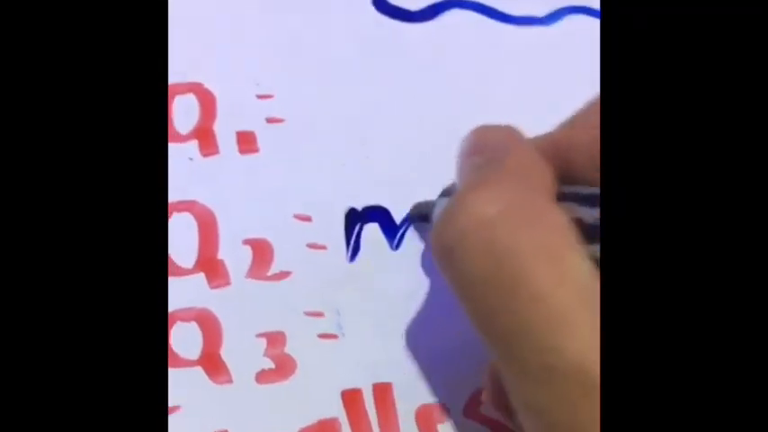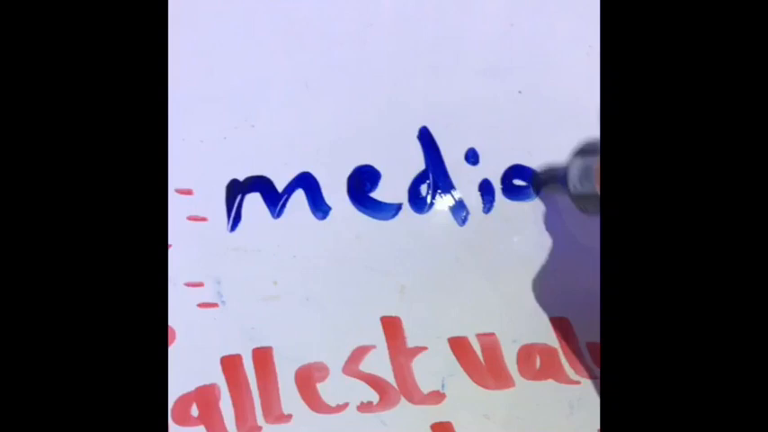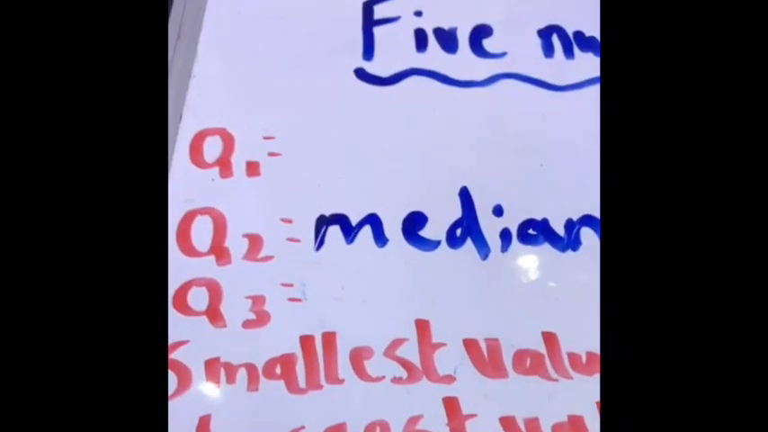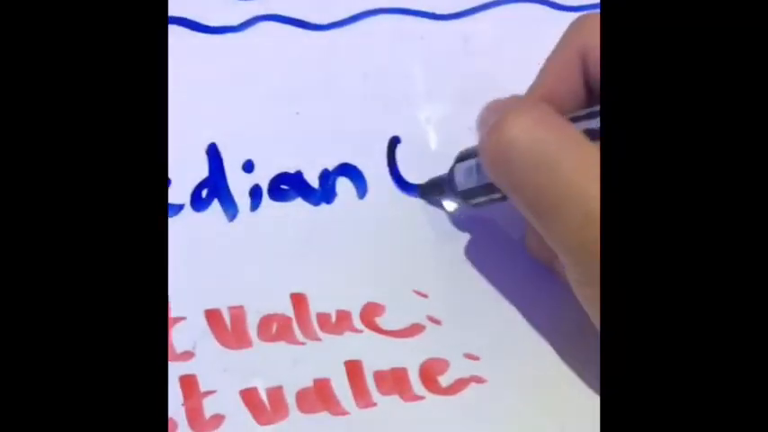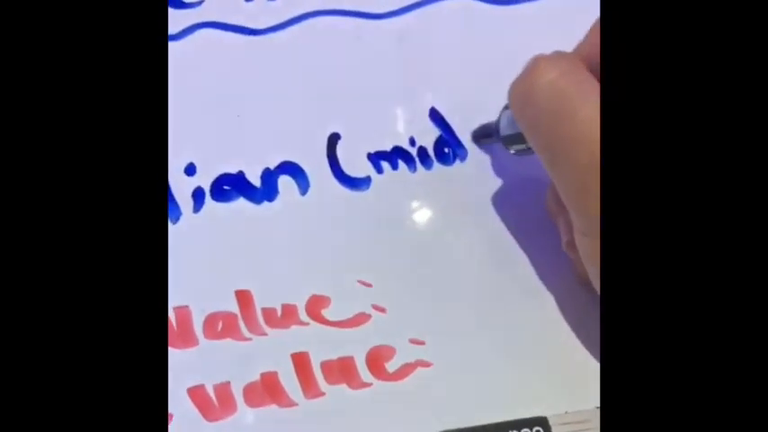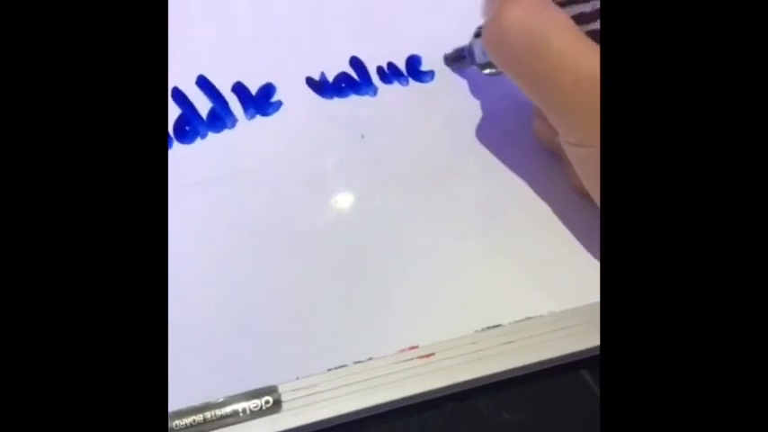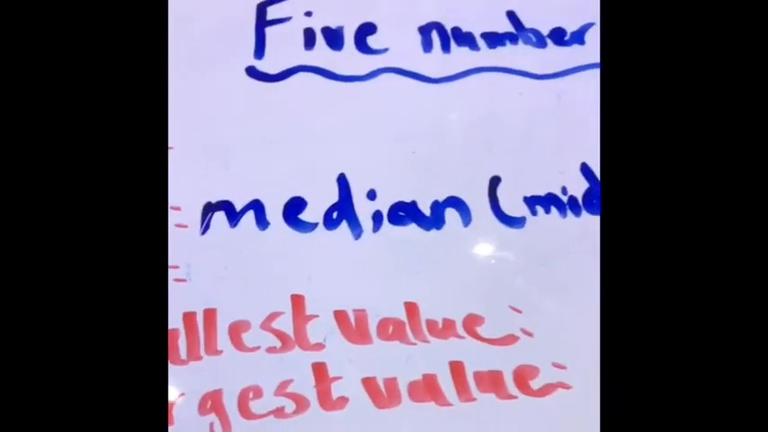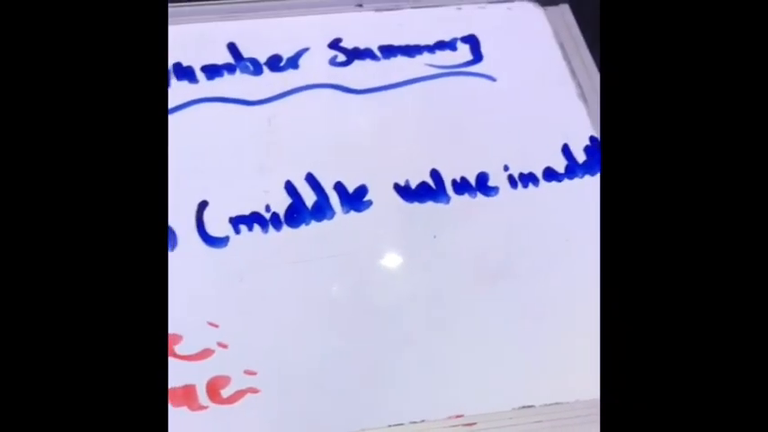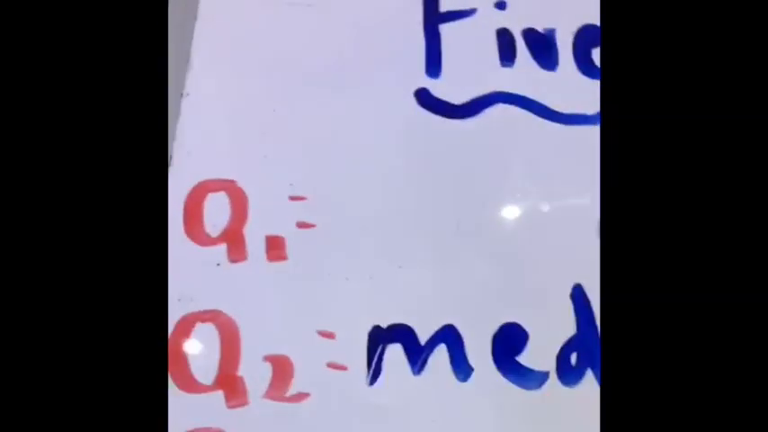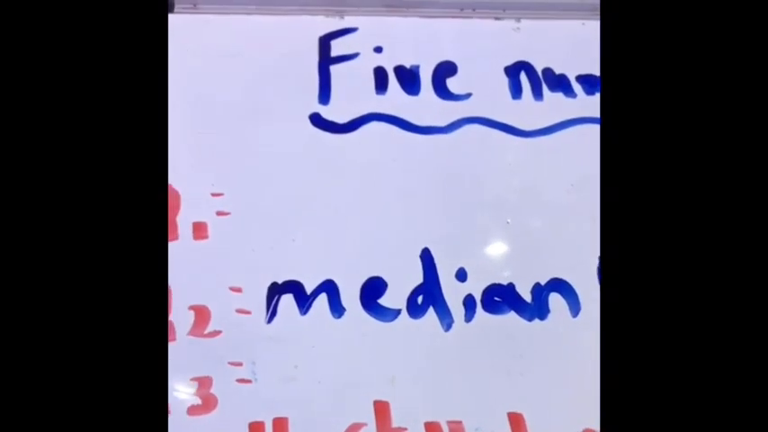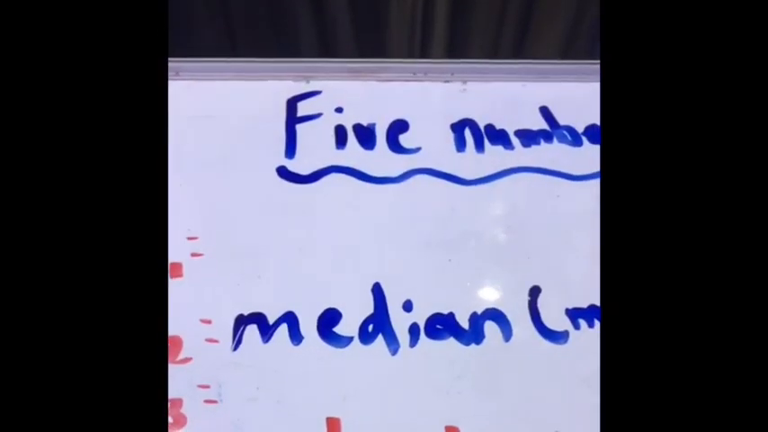Let's start with Q2. What is Q2? Q2 is known as the median. So it is the middle value, the median, the middle value in a data. So Q2 is the median or the middle value in the data. What is Q1? Q1 is the middle value between the first set of data and the median.